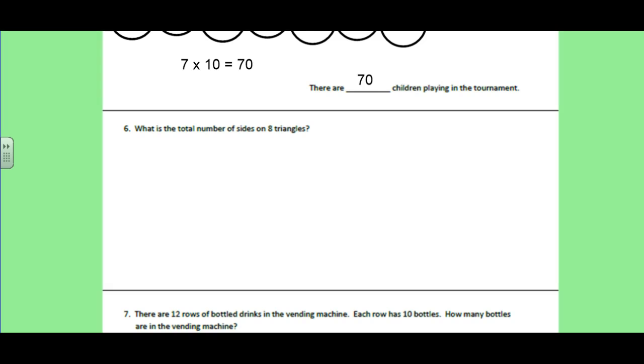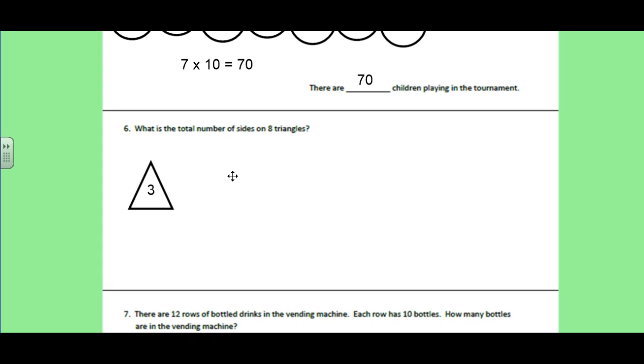It says, what is the total number of sides on 8 triangles? So what we're going to do is draw 8 triangles. We know that each triangle has 3 sides, so inside your triangle, you're just going to write the number 3. There's no point in putting 3 dots since you already know that there are 3 sides. So on your paper, draw your 8 triangles, putting 3 in each triangle.